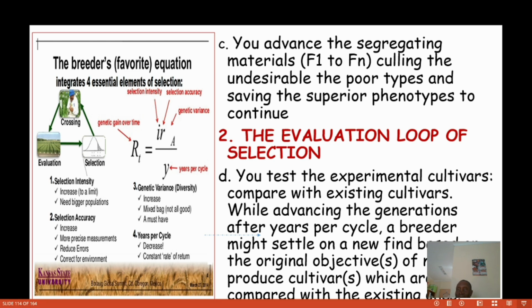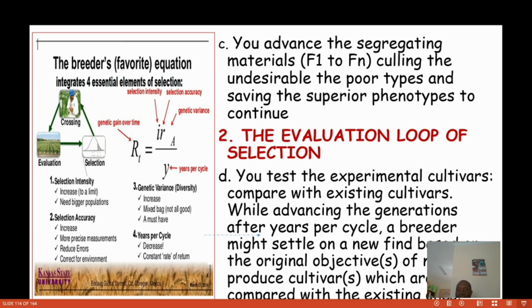Now what you have in F2 are the babies that came from the F1 seed, that will progress into F2 seed. So you test the experimental cultivars, and you compare with the existing cultivars at all times. It's very important to compare so that while advancing the generations after years per cycle, a breeder might settle on a new find based on the original objectives.